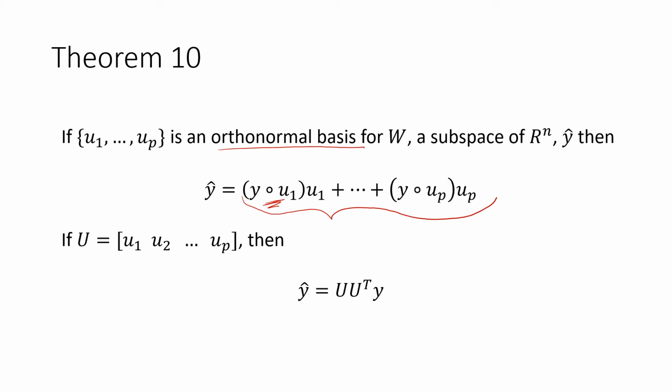Moreover, when you have that orthonormal basis, if you take that basis and create a matrix out of those basis vectors, then you can get your projection just by some matrix vector multiplication. So your basis matrix U times the transpose of that matrix times your vector gives you the projection, which gives you the closest point possible in that subspace. So this is a very nice result and a very useful result.